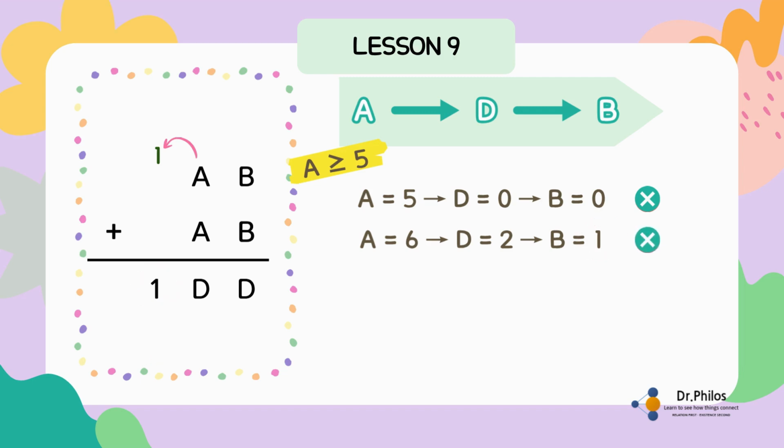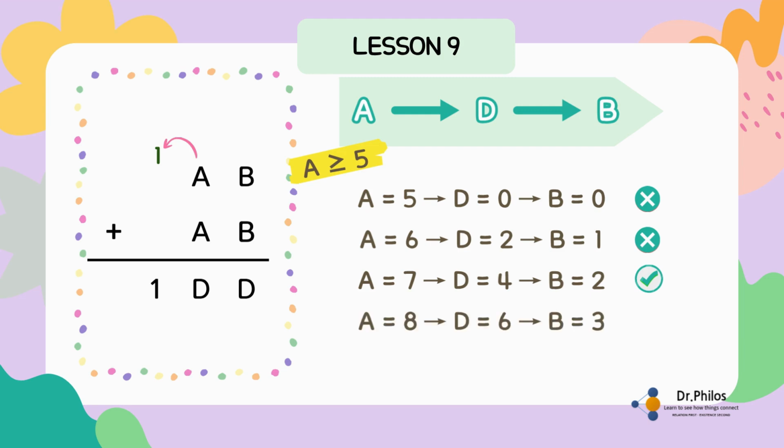When A is 7, D is 4, and B is 2. When A is 8, D is 6, and B is 3. When A is 9, D is 8, and B is 4.